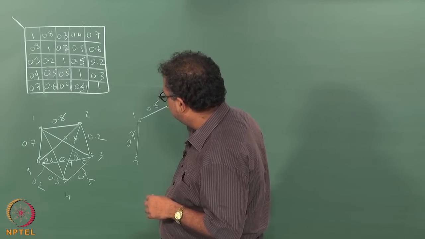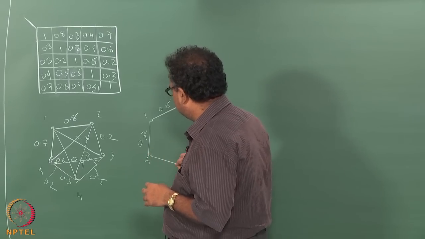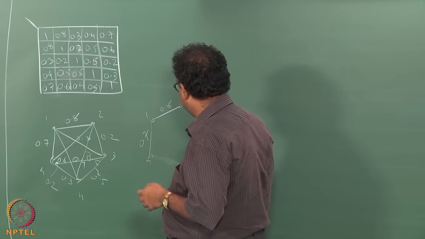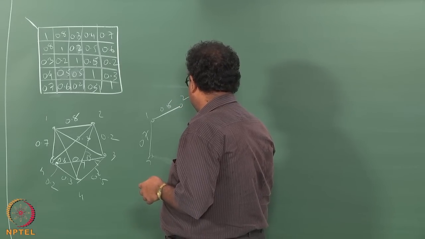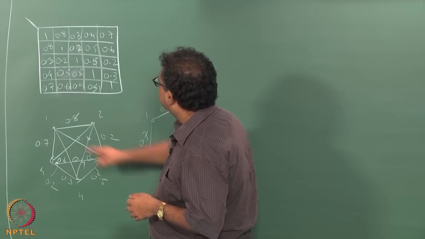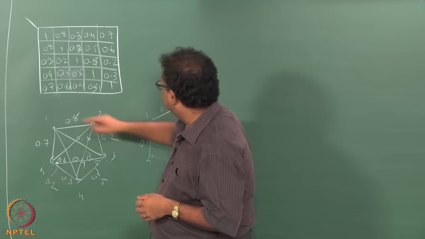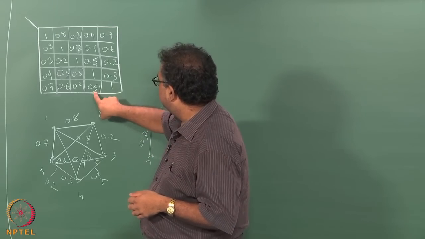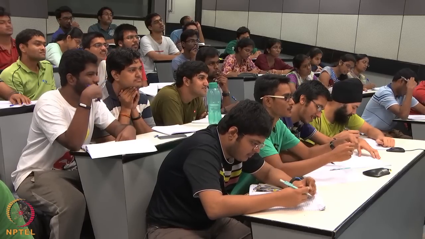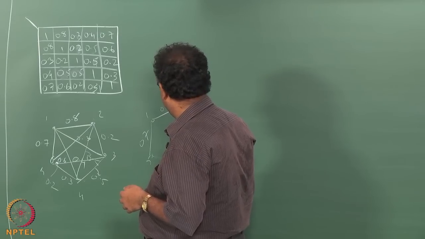Five and six is 0.2. Five and four, right? Or was it? Yeah. Okay. If you want to do it that way, sure. So 5 to 4 is a 0.3. What is 2 to 4? 2 to 4 is a 0.5. Yeah, that could work. So that's a 0.5. Okay.